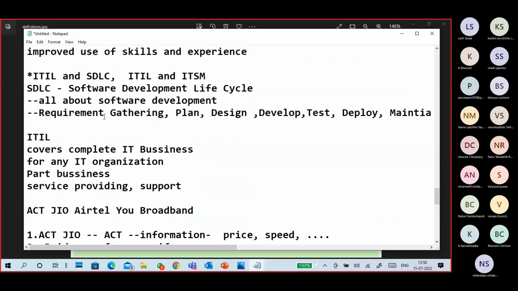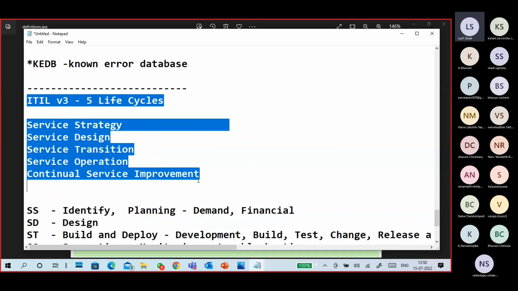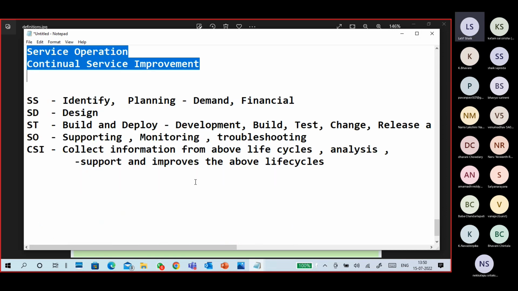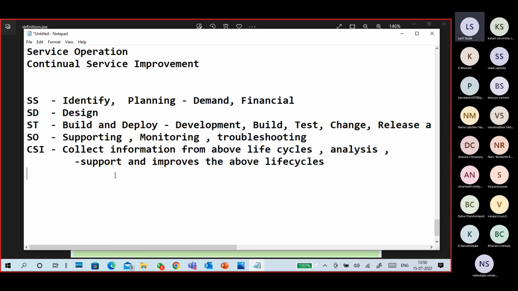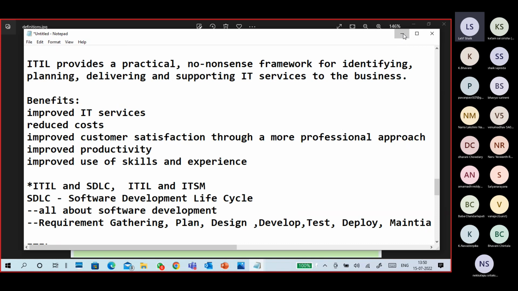ITIL has 5 life cycles: service strategy, service design, service transition, service operation, and continual service improvement. Okay, so these are the main points of ITIL. That's it, guys. Very good.